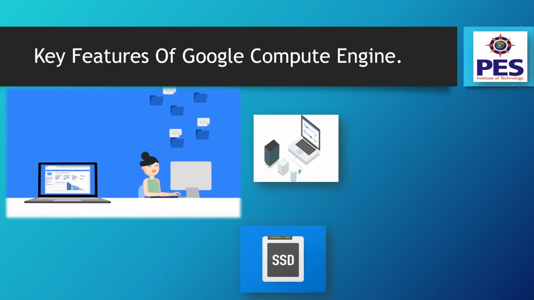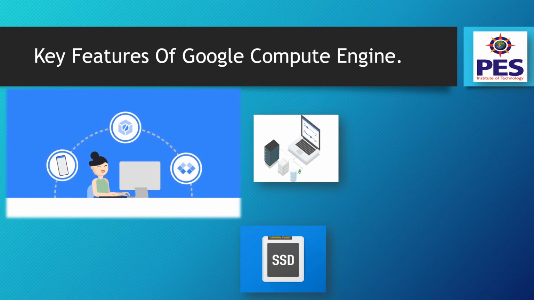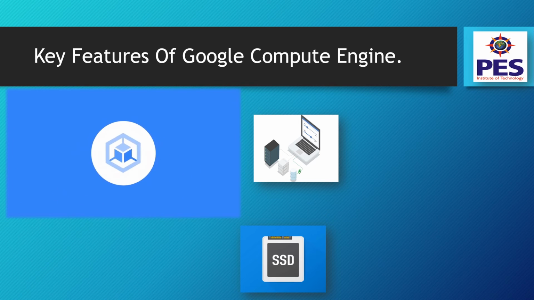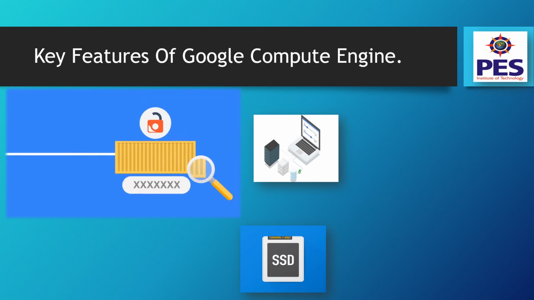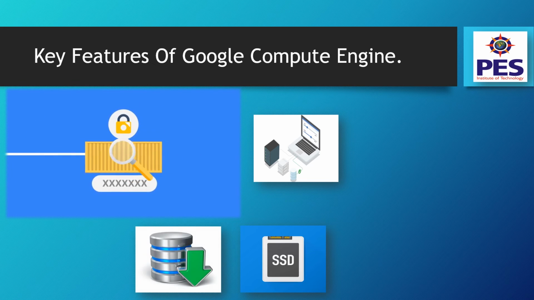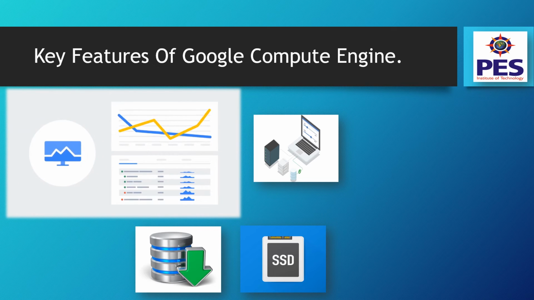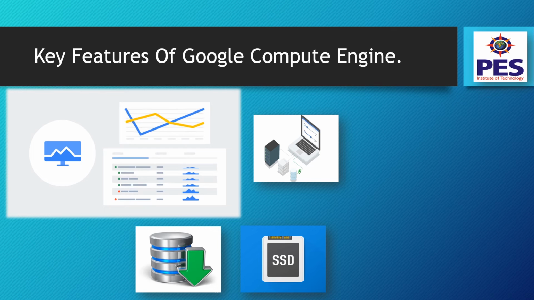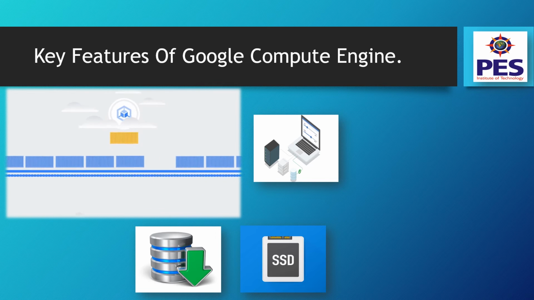The second one is local SSD. Google Compute Engine offers encrypted local solid state drive block storage which is physically attached to the virtual machine running it. It also improves performance and reduces latency. Now the third one is persistent disk. These are durable, high performance block storage for virtual machine instances which can be created in hard disk and SSD formats. Users can take a snapshot and create a new persistent disk from a snapshot.